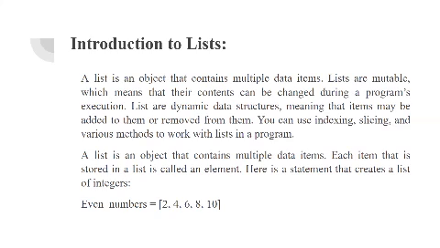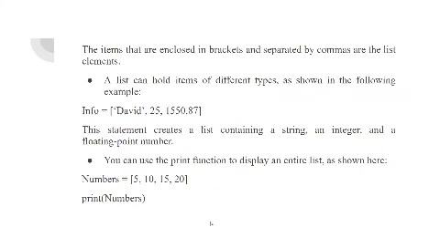A list is an object that contains multiple data items. Each item that is stored in a list is called an element. Here is a statement that creates a list of integers, even numbers. This is the list name here, and this list is going to contain the elements 2, 4, 6, 8, 10. This is how we represent a list in Python. The items that are enclosed in brackets and separated by commas are the list elements.